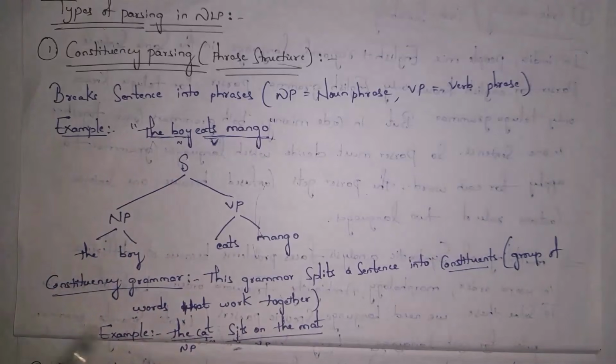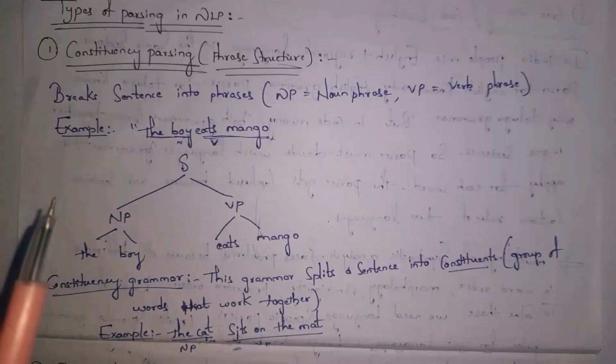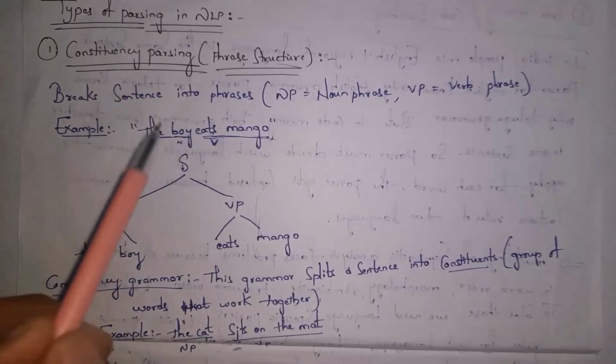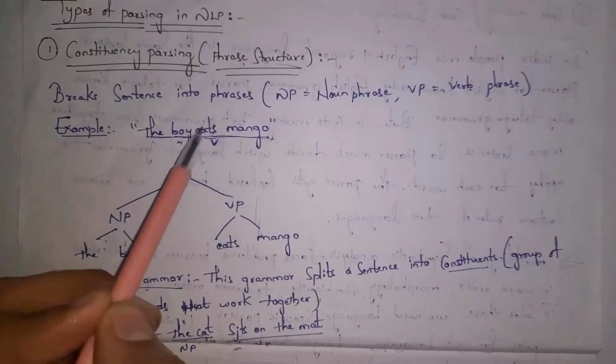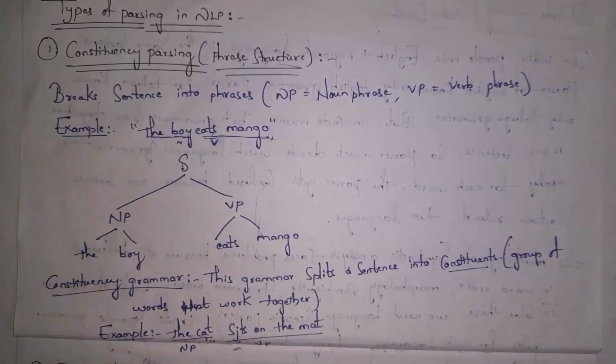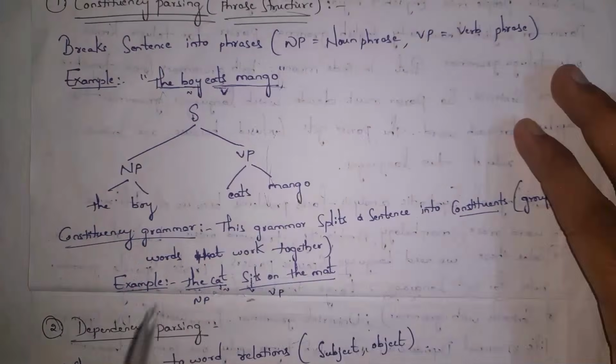Next I will explain what constituency grammar is. Constituency grammar will split a sentence into constituents. Constituents are nothing but groups of words. For example, if you consider the sentence the boy eats mango, constituency grammar will split the sentence into two constituents. One is the boy, which is one constituent, and eats mango, which is the other constituent. Constituents mean groups of words. The cat, which is a noun phrase, is one constituent, and sits on the mat is the other constituent.